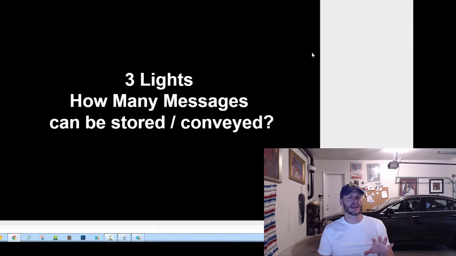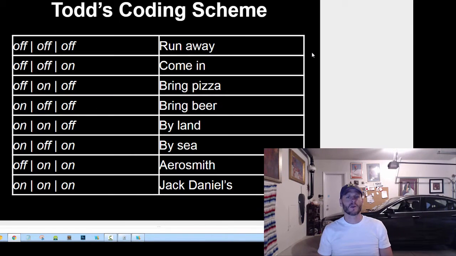So if we have 3 lights, how many messages can we convey? Right? So pause the video, think about it, see if you can come up with the answer. And now here's the answer. With 3 lights, we could convey 8. And the way we do that is the formula is 2 to the power of n, where n is the number of lights or the number of switches we have. So 2 to the power of 3 is 2 times 2 times 2, which is 2 times 2 is 4, times 2 is 8.